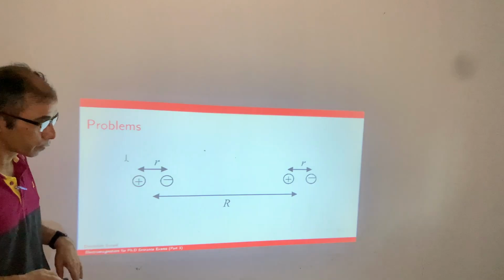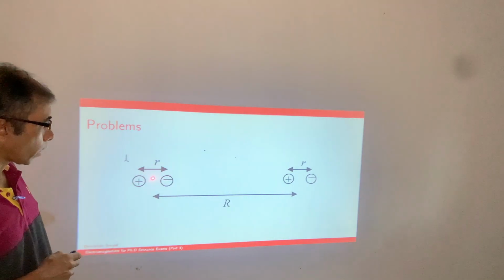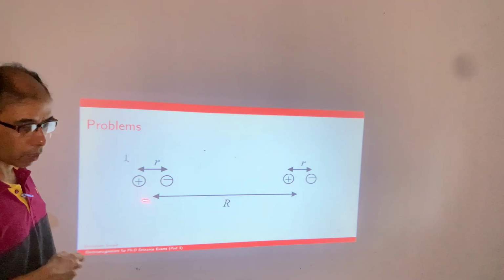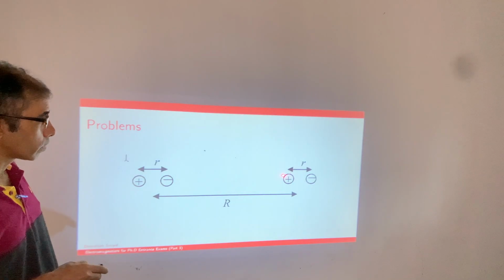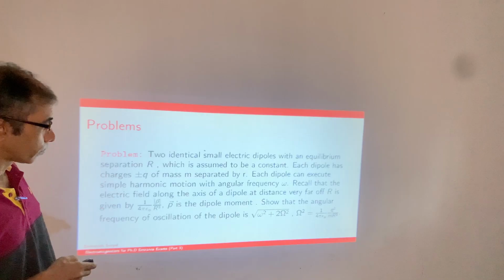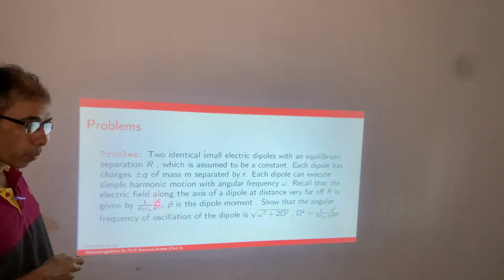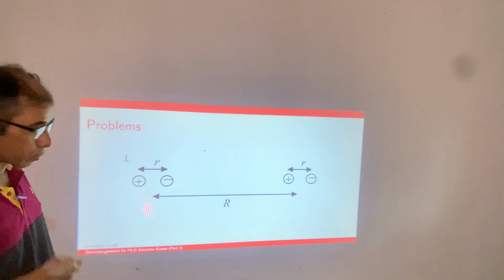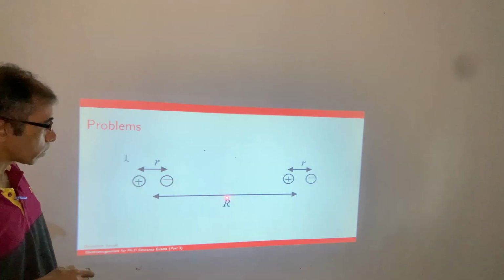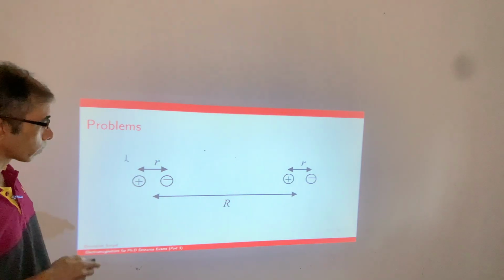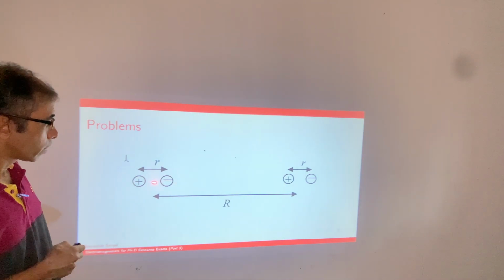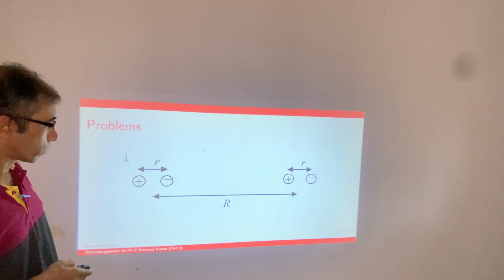So this is a picture. We have two dipoles, this one and this one, and they are separated by a large distance r. Suppose we take this dipole. What is the electric field due to this dipole here? That is given, and this is the dipole moment. This is the electric field due to this dipole at this position. And remember, this r is much greater than R, so these two act like dipoles.